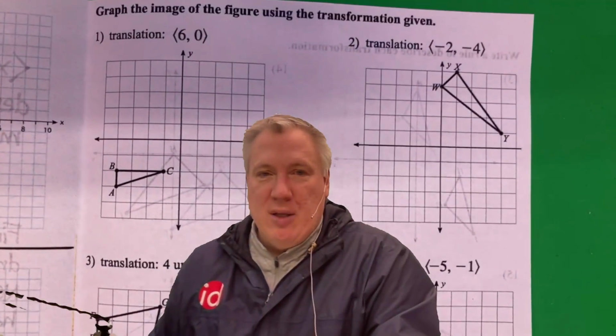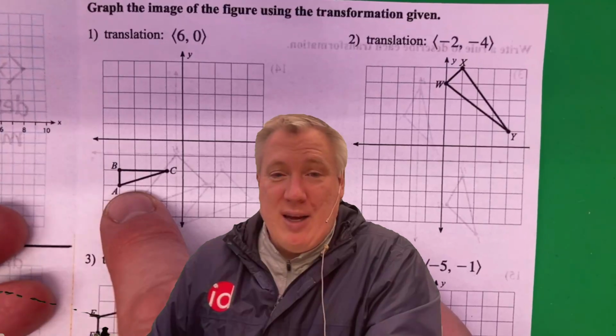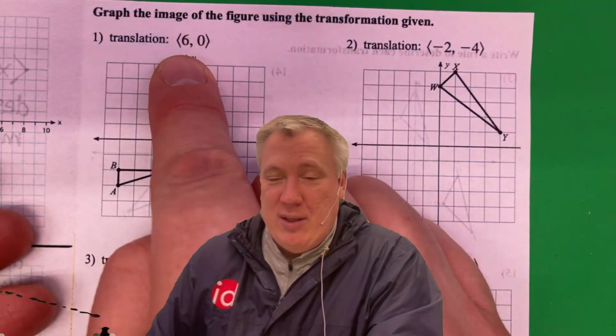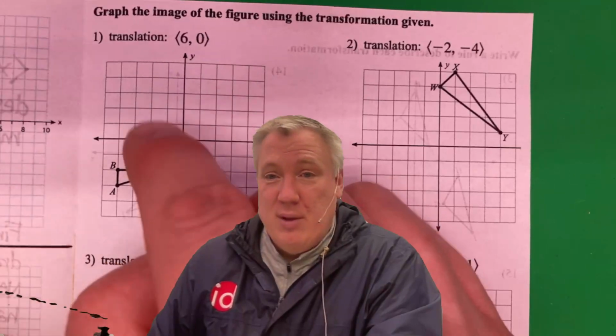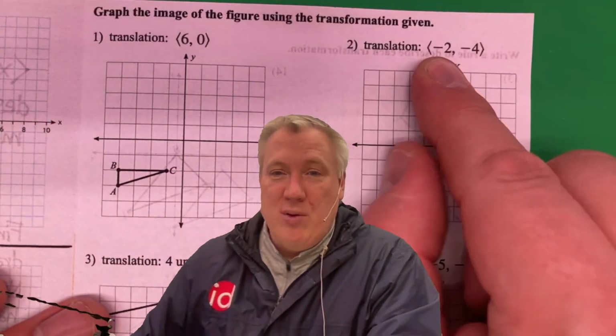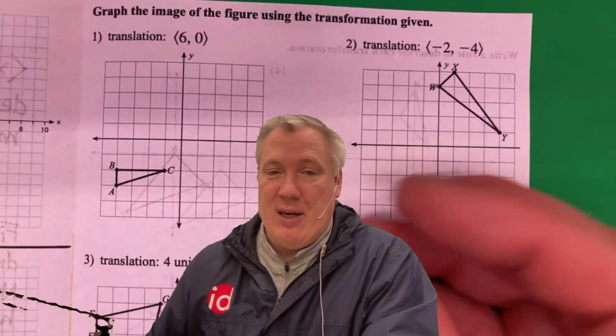Okay, so the way this one works is that basically it gives you a shape, and then it's going to ask you to do a translation. So this would be 6 units right, 0 units up or down. And then this would be 2 units left and 4 units down. And you're doing that same process again and again and again.